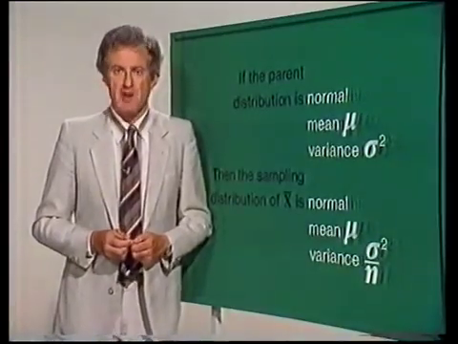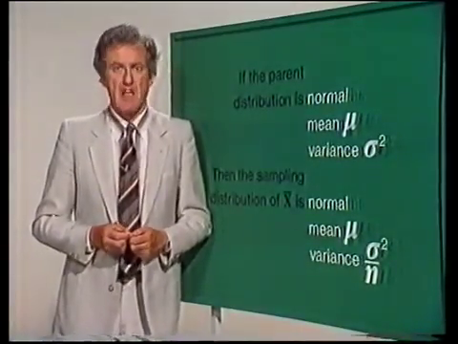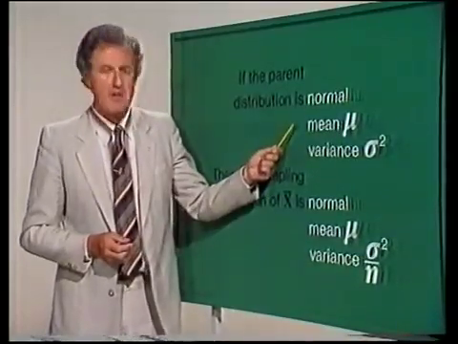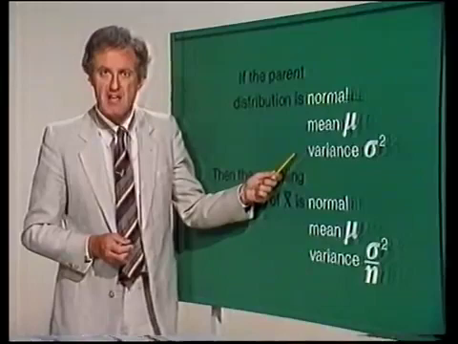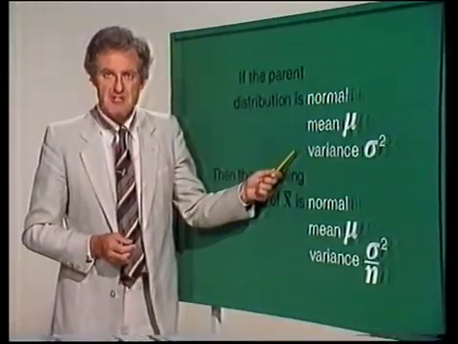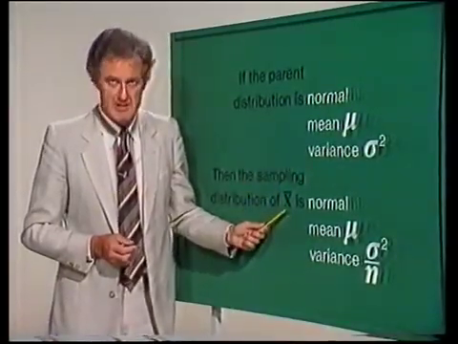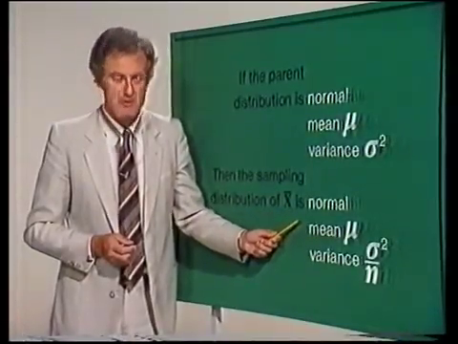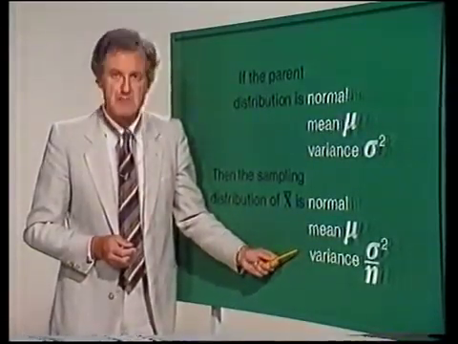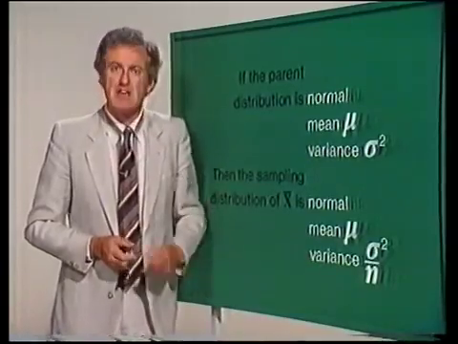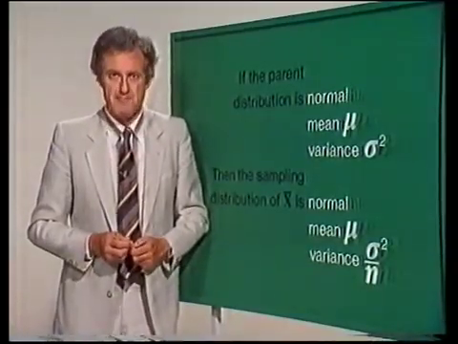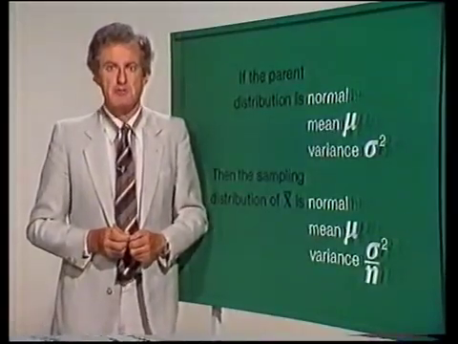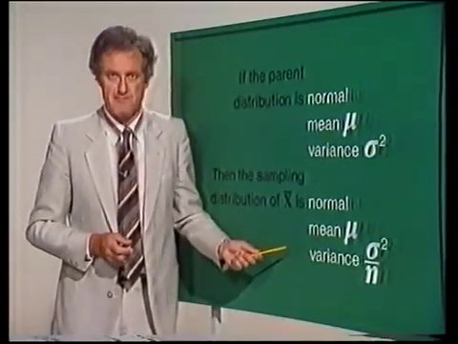In fact, we can be quite precise about this. If the parent distribution is normal, with mean mu and variance sigma squared, then the sampling distribution of x bar is also normal, with mean mu, as before, but variance sigma squared over n, getting smaller for larger n. And so if we know that our parent distribution is normal, we can use this result.